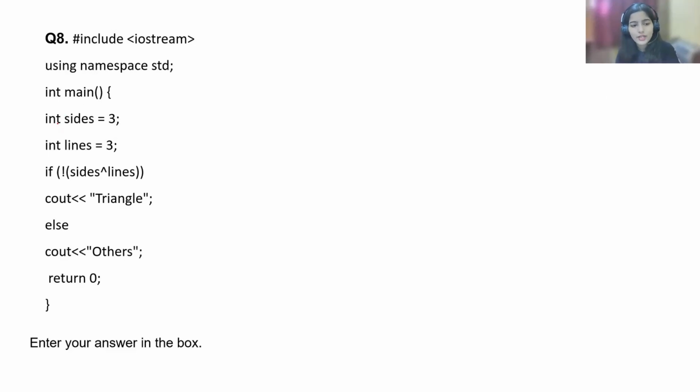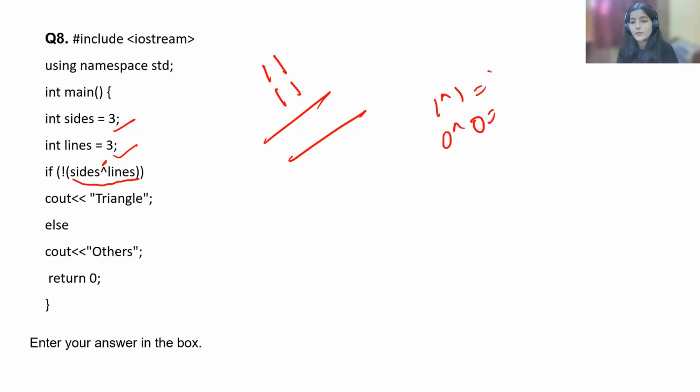So here we have two integer values, sides and lines. Side has been initialized with 3 and lines has been initialized with 3. Now here we have an if condition. First of all, the bracket part will be solved: side XOR line. This is nothing but an XOR operation. XOR is basically a bitwise operator. So first you have to convert this 3 to bits. So this is what we have. In case of XOR, what is the scenario? If the operands are the same, that is 1 XOR 1, 0 XOR 0, you will get 0 at the output. And if the operands are different, like this, you will get 1 as the output.